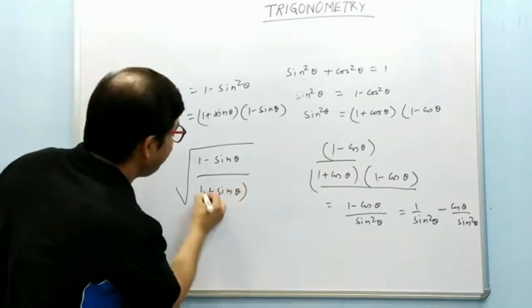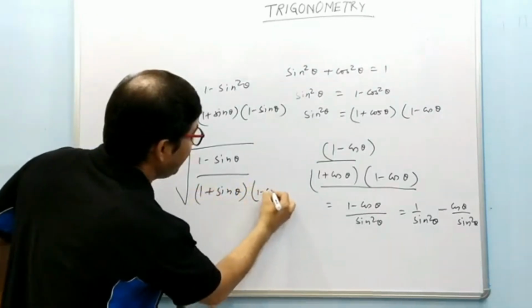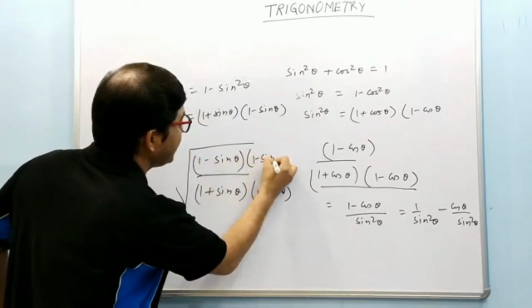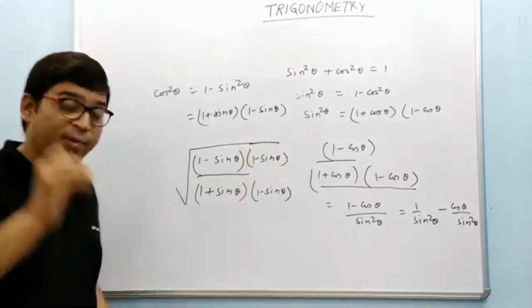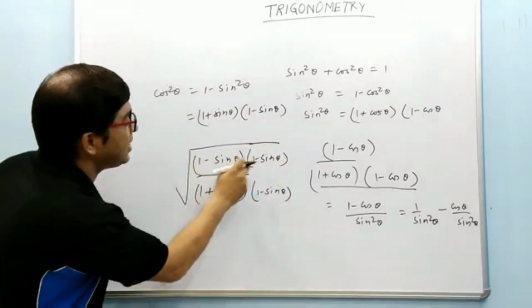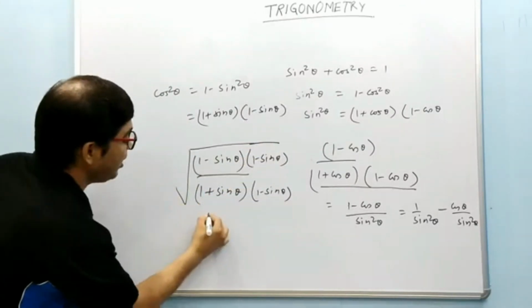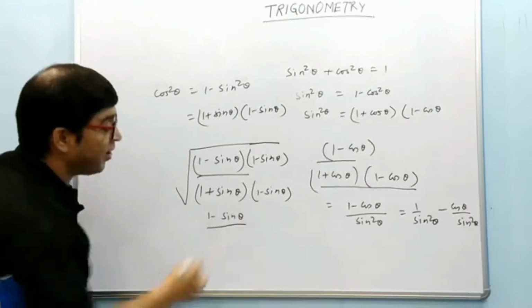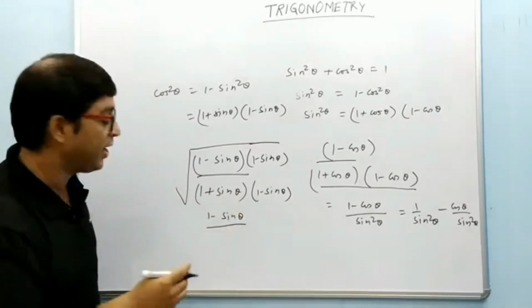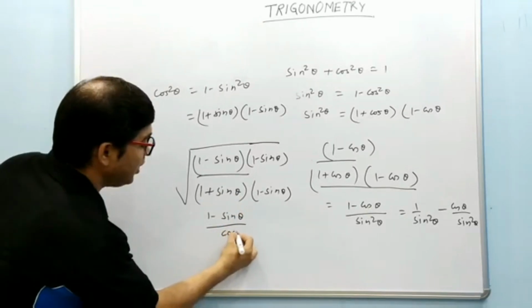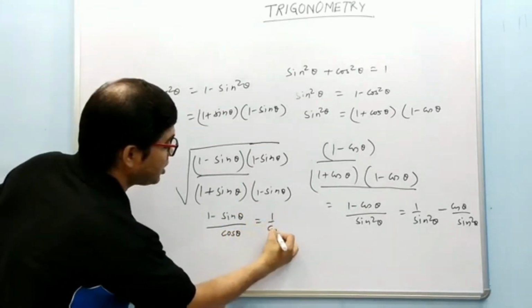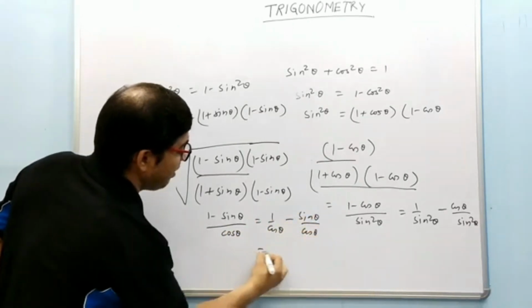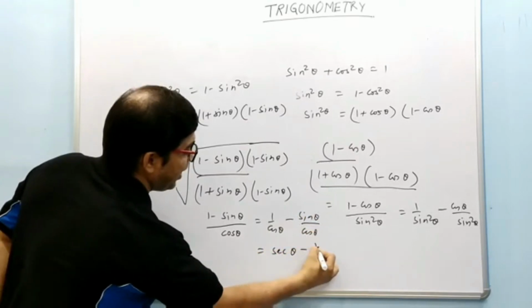How? Very simple. 1 minus sine theta you write in the denominator, and you write it in the numerator to balance it out. We cannot do anything extra in mathematics. So what is this? 1 minus sine theta whole square. So it is giving you 1 minus sine theta, and here we are getting cos square theta. So it is cos theta. We can just write 1 by cos theta minus sine theta by cos theta. That is coming out to be sec theta minus tan theta.